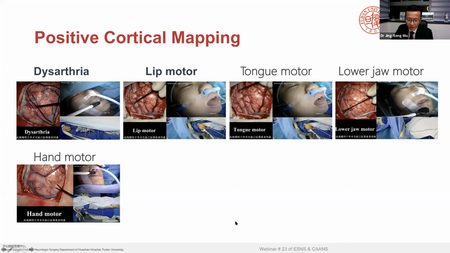So finally, I want to give you some examples of the reactions during brain mapping. For example, these are positive cortical mapping results. For example, lip movement. And the tongue movement. And the hand motor.